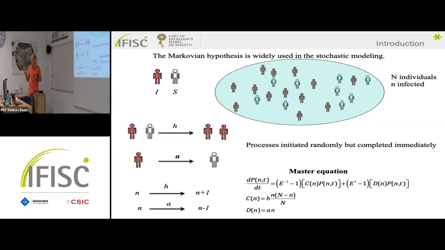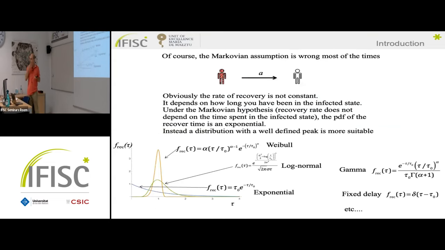Now, the thing is how wrong it is. We make this assumption. How wrong is it? Or which results do you obtain that differ when you do not consider this Markovian assumption? Of course, the Markovian assumption is mostly made because of mathematical simplicity. You can write a master equation that you have all seen, and if not, you can come to me and I'll show you how it's obtained. You have this process in which the number of infected increases by one and decreases by one. As I say, this Markovian assumption is wrong most of the time.